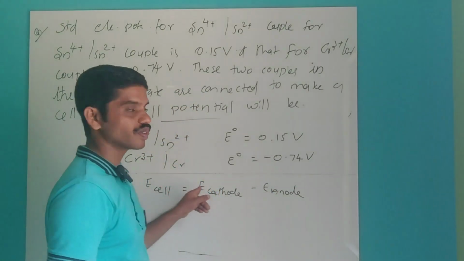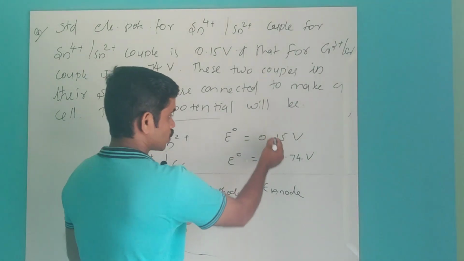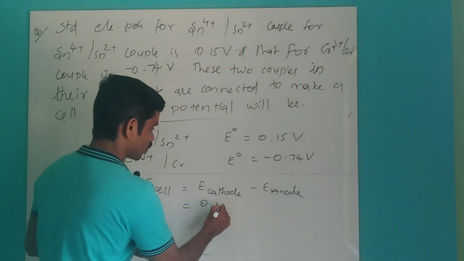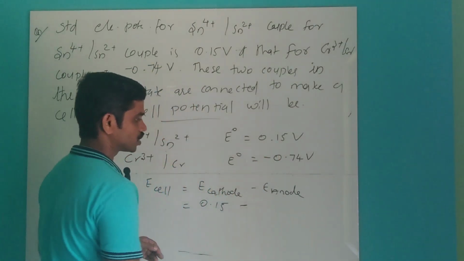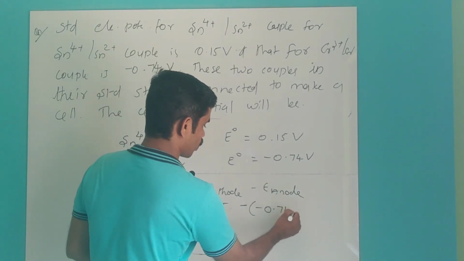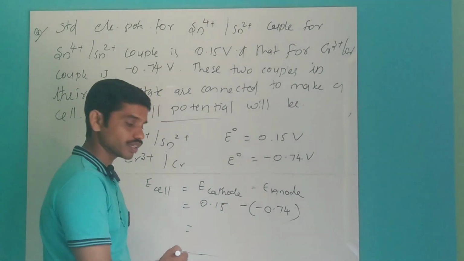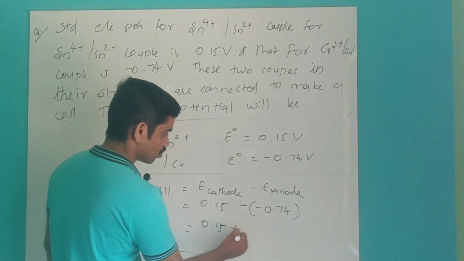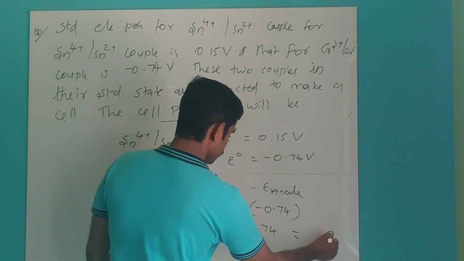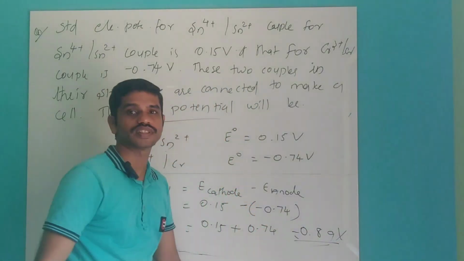So the cathode means which has high reduction potential, which is the higher value. The other is a negative value, so it will not be the cathode. So 0.15 volt minus the anode, minus 0.74 volt. So we add these two. Minus into minus is plus, so 0.15 plus 0.74 is equal to 0.89 volt. Okay, this is the answer.